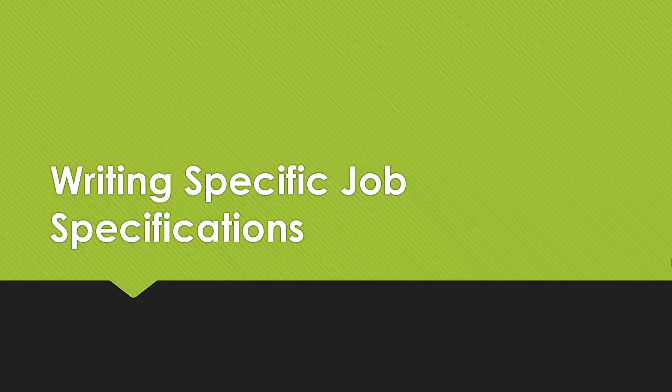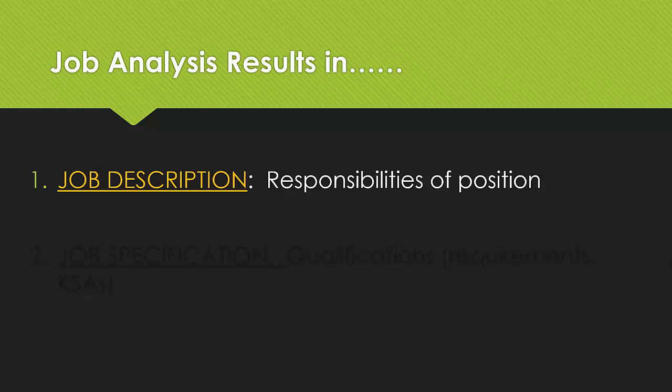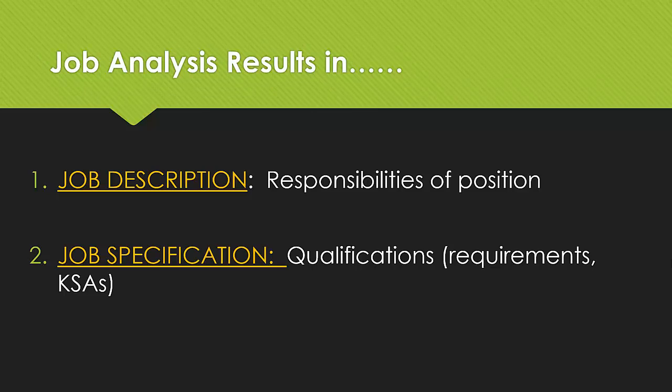As you know from reading Chapter 4, the job analysis process results in two key documents, and often these are included in one document. They're just two different parts of a document. But the first thing that comes out of your job analysis is what's called a job description. And that, as you recall, includes details of all the responsibilities of that particular position. The next thing that results from the job analysis is the job specification. And the job specification includes all of the qualifications for that job.